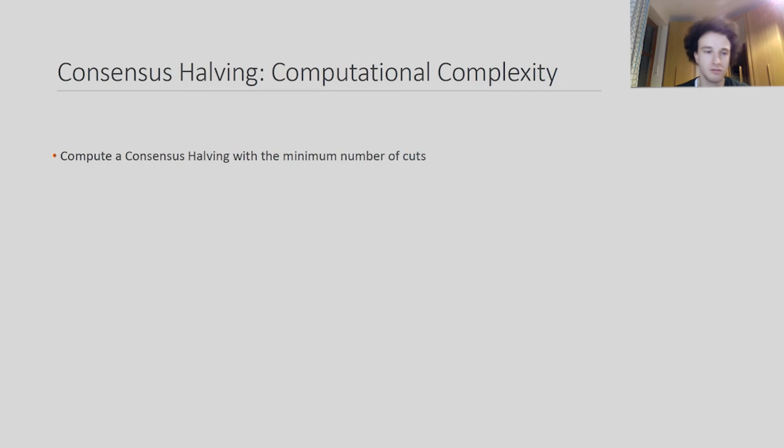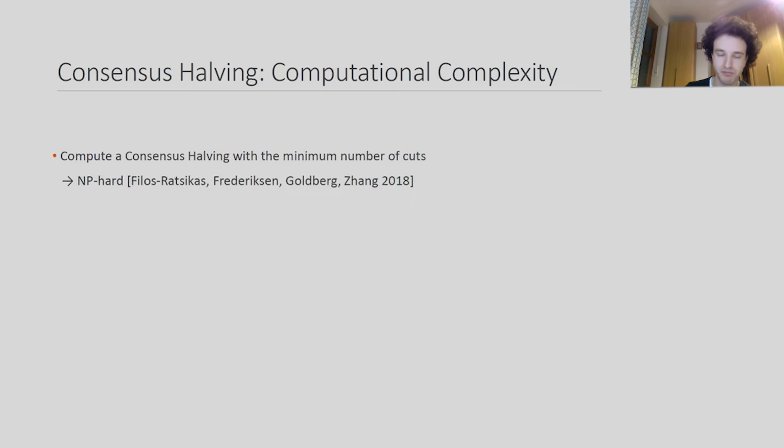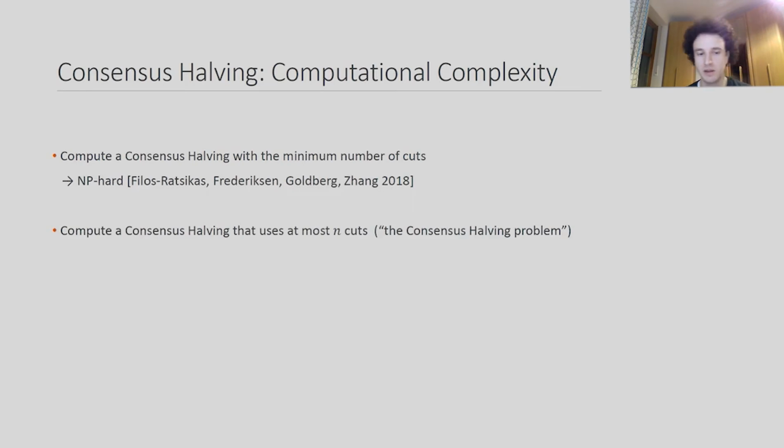The first question one might think of is, let's try to find the consensus halving that uses the least number of cuts, the best consensus halving in a certain sense. And it's not too hard to show that this is actually NP hard, so that's too much to ask for. The next best thing is, well, since we have this consensus halving theorem that tells us it's always possible to find a solution that uses at most n cuts, let's ask for any such solution. Find any consensus halving that uses at most n cuts. And this is what is usually referred to as the consensus halving problem.